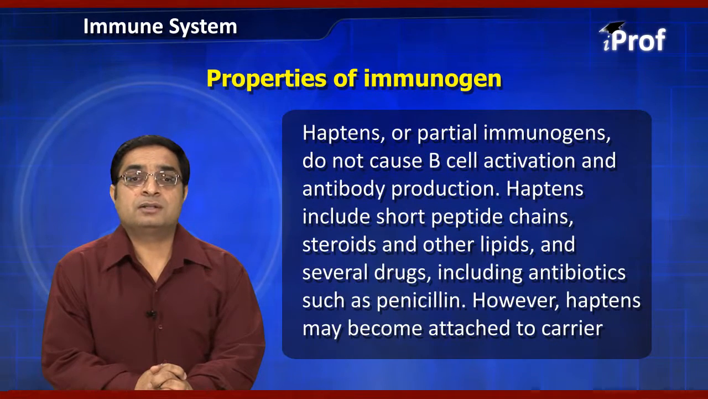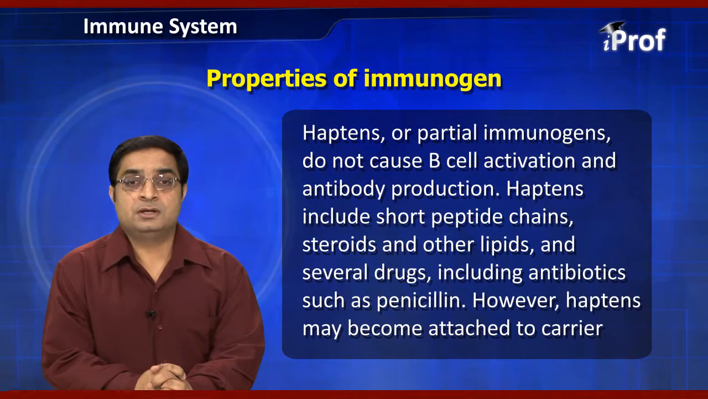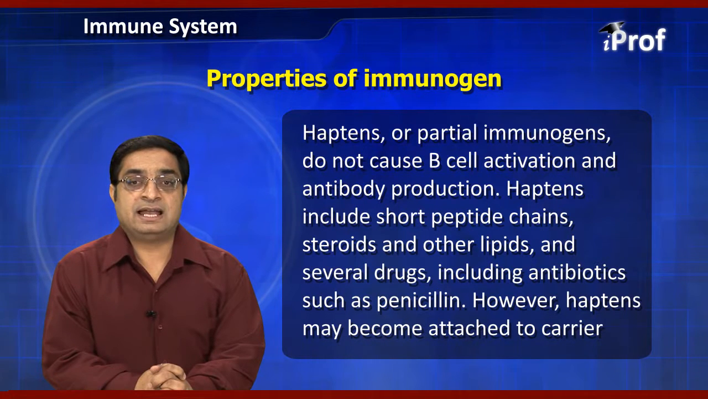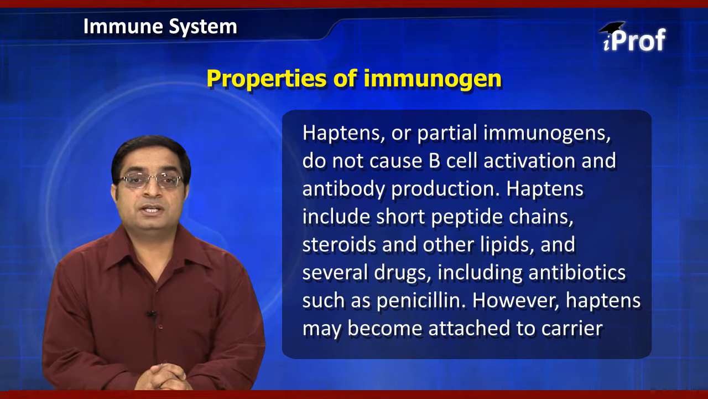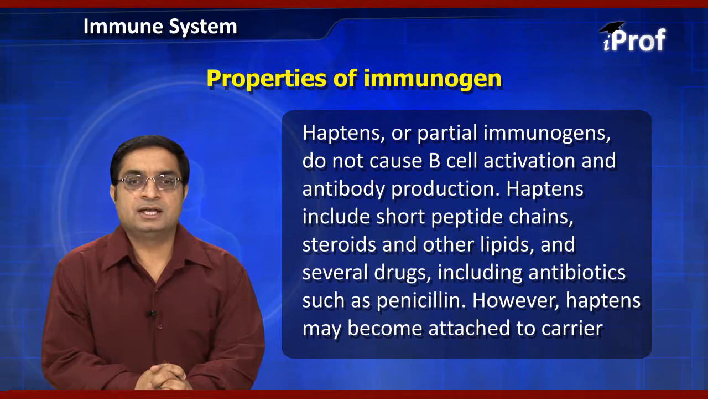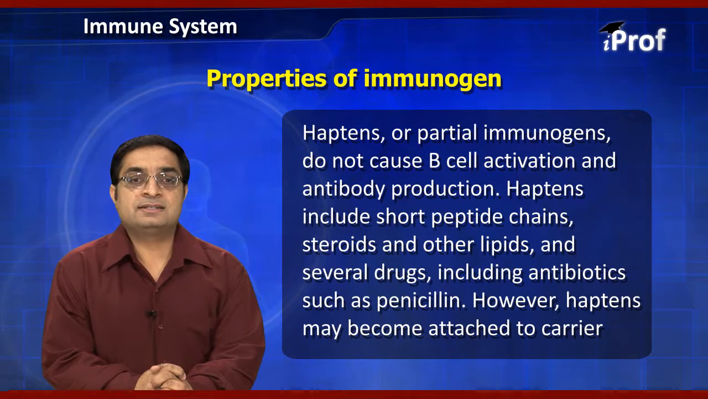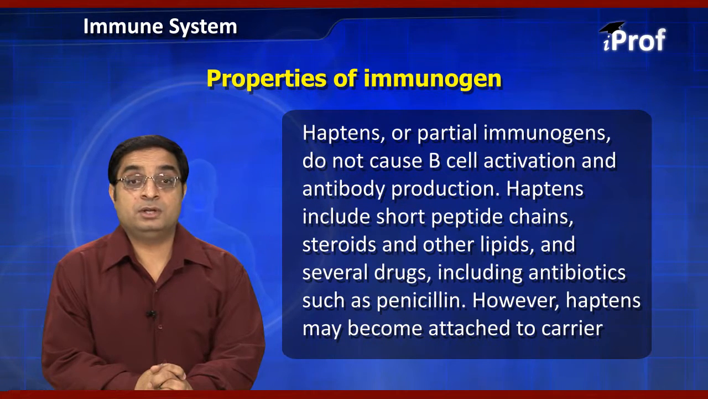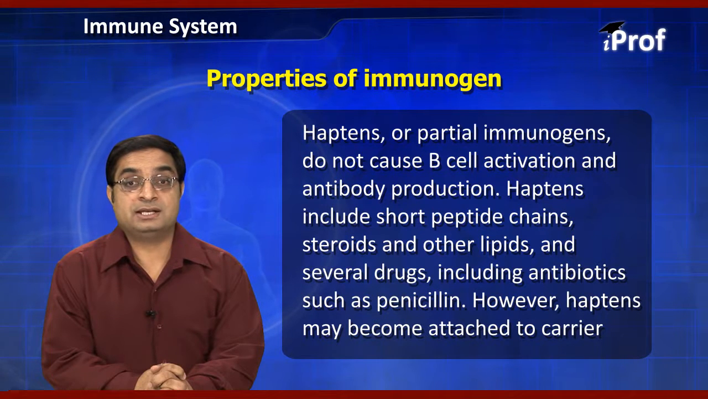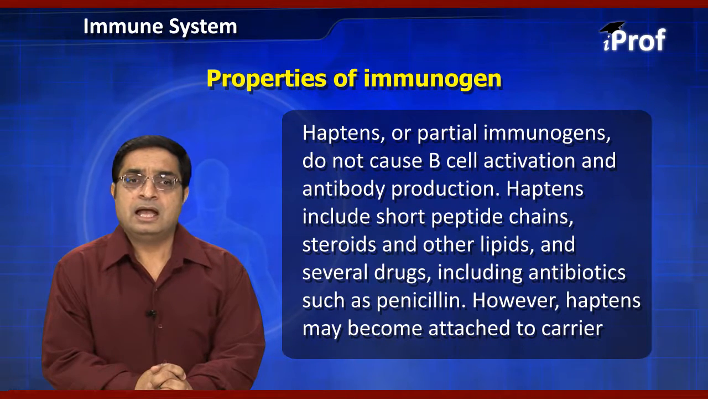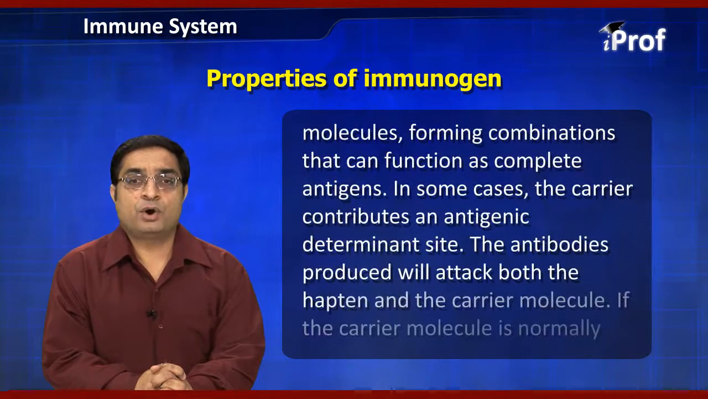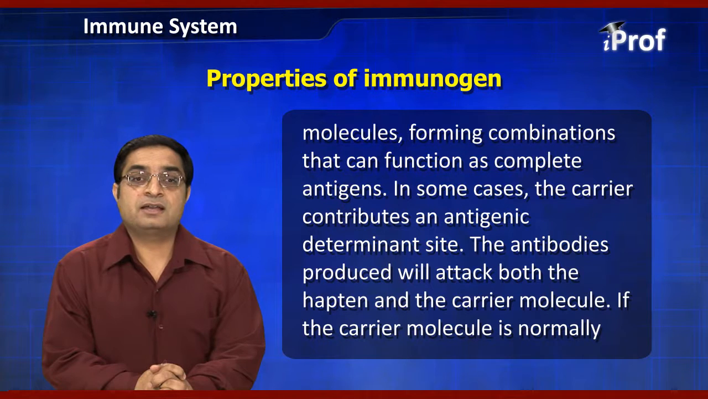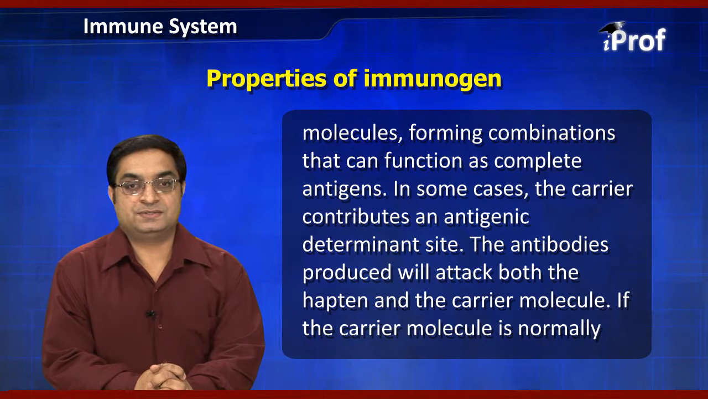Haptens, or the partial immunogens, do not cause B cell activation and antibody production. Haptens include short peptide chains, steroids and other lipids and several drugs including antibiotics such as penicillin. Haptens may become attached to carrier molecules, forming combinations that can function as complete antigens.